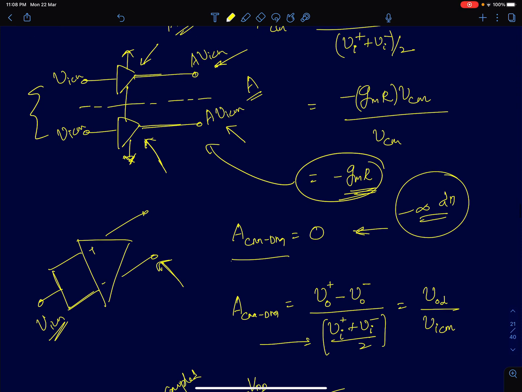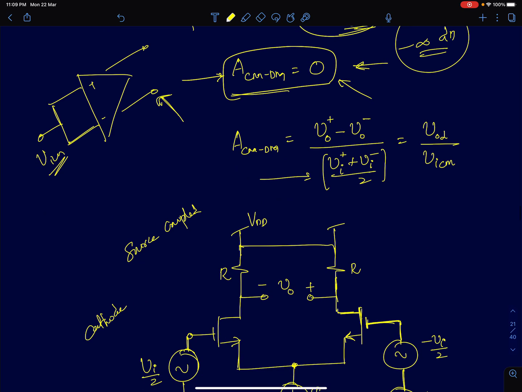And we also spoke about ACMDM, and we said that for a purely differential circuit it should be 0. But in an actual circuit, no circuit is purely differential, so there will be some asymmetry between the two amplifiers, the two arms of a differential amplifier. And because of that, this ACMDM will not be exactly equal to 0. So therefore, this ACMDM is a measure of how symmetric a differential amplifier is. And towards the end of the previous lecture, I said that we will take an example and show that the common mode and differential mode gains need not be the same.